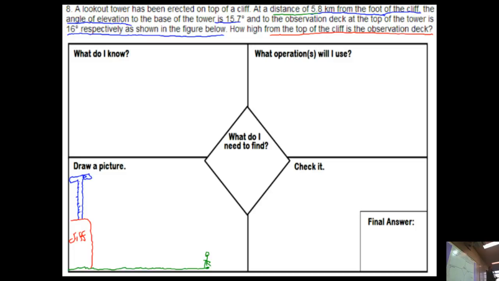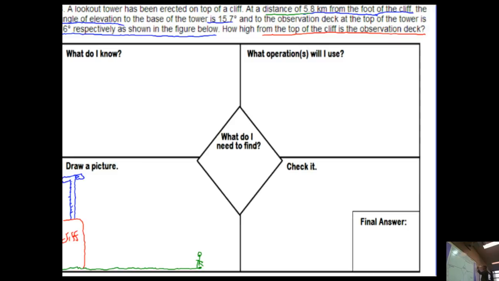So I've got two angles looking up. From here, I've got one looking up angle to the top of the tower and another looking up angle to the top of the cliff.